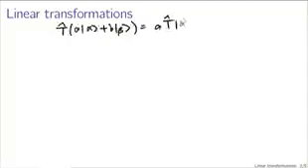What it means for something to be linear is if I apply the transformation to a times the vector alpha plus b times the vector beta, I get a times the transformation T applied to the vector alpha plus b times T applied to the vector beta. If this sort of identity holds, the transformation you're working with is linear.